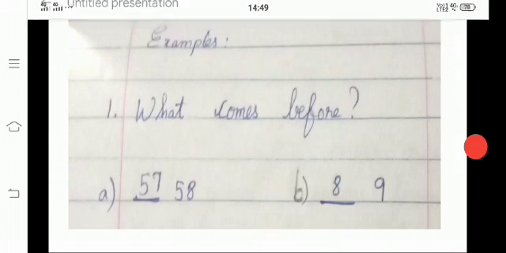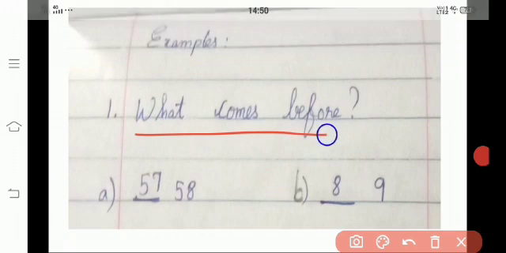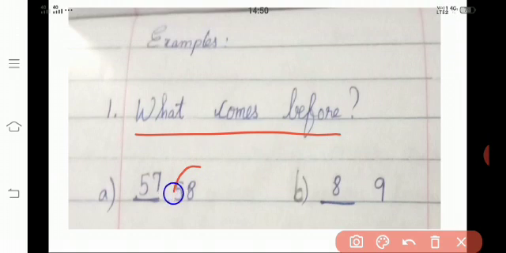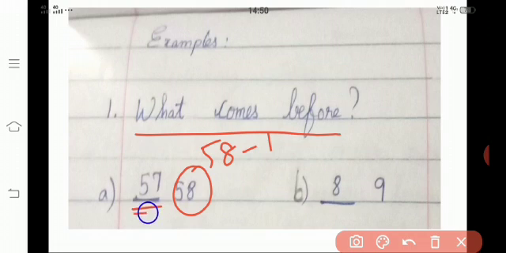Our first example is: what comes before 58? If we subtract 1 from the given number, what will we get? 58 minus 1, so we get 57. So 57 is the before number of 58.